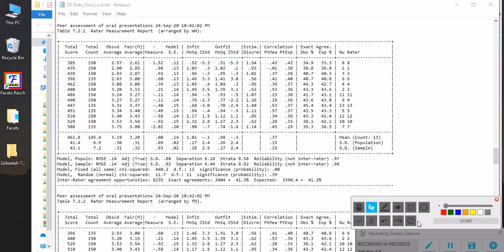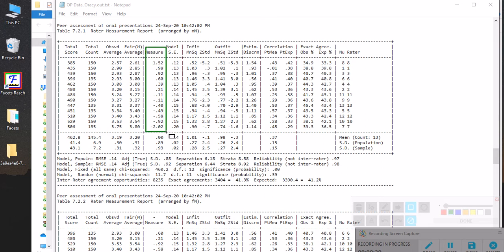This time around, the same column is actually referred to as the severity level of the raters, and that's where I start from: measure. So this is the severity level of the raters. There is a reverse relationship between measures and the total scores of the raters. The higher the total score, the lower the measure, because measure is the measure of severity level.